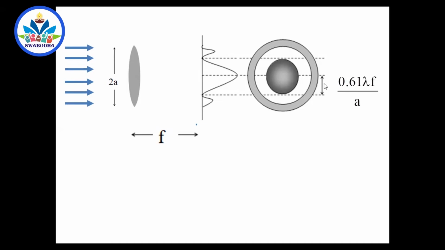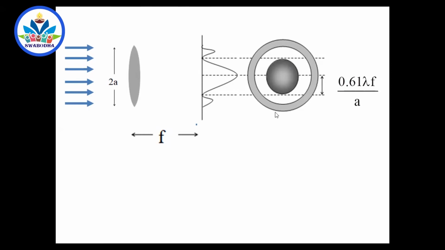Radius of the central maxima when a parallel beam of light is made to fall on a circular aperture, that is 0.61 lambda f by a. Hope you have followed, right? I could have applied this anywhere, this formula. There is no derivation for the time being in your syllabus, so I don't touch it.